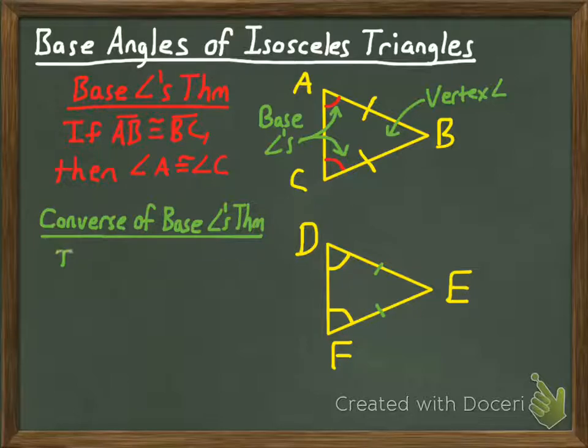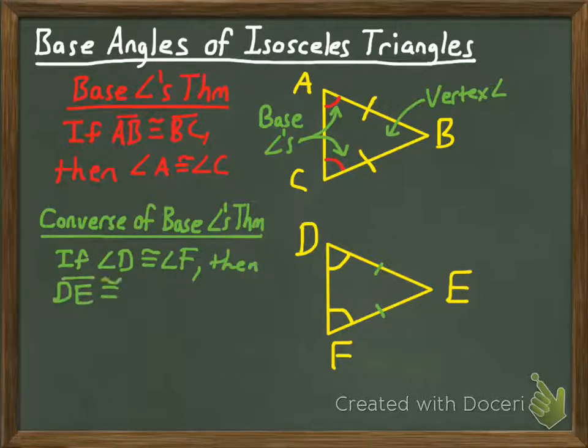All right, again, if a triangle has two congruent angles, in this case, if angle D is congruent to angle F, then it's going to have two congruent sides, the sides across from those angles. In this case, segment DE is congruent to segment FE.